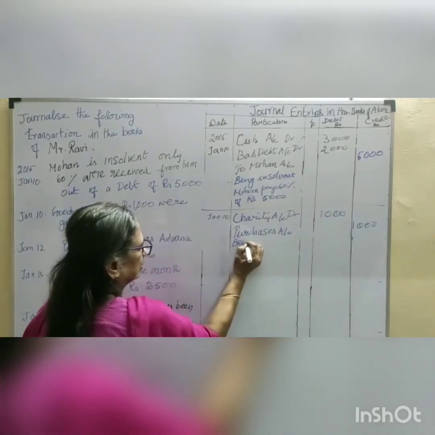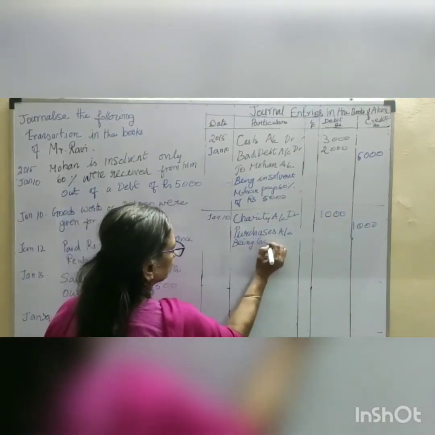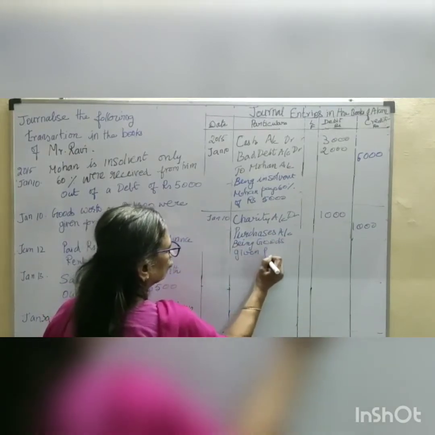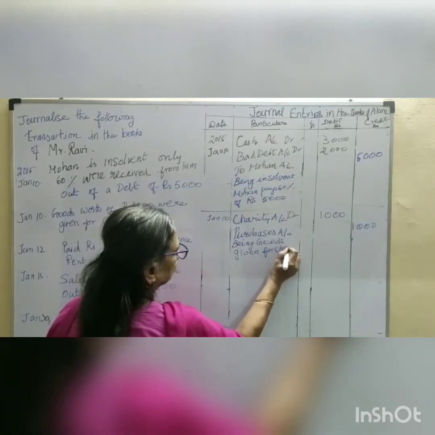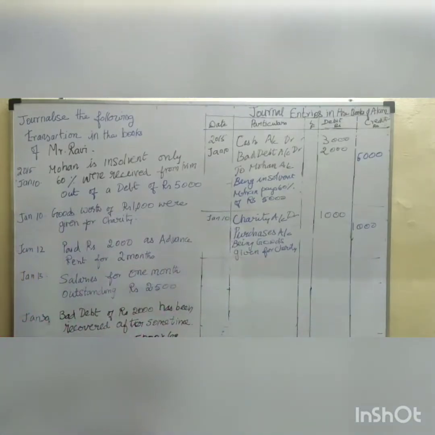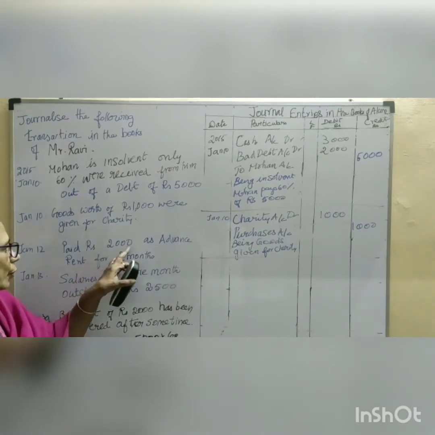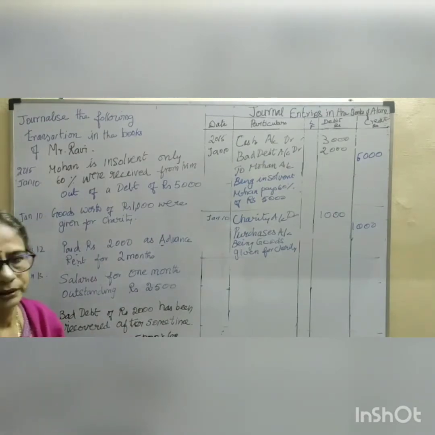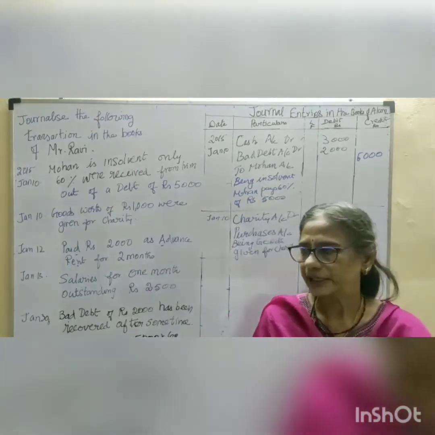Being goods given for charity. And next, paid rupees 2,000 as rent in advance for 2 months. Okay, how will you write the journal entry? Paid rent in advance. That means what? Prepaid rent account. Prepaid rent account.